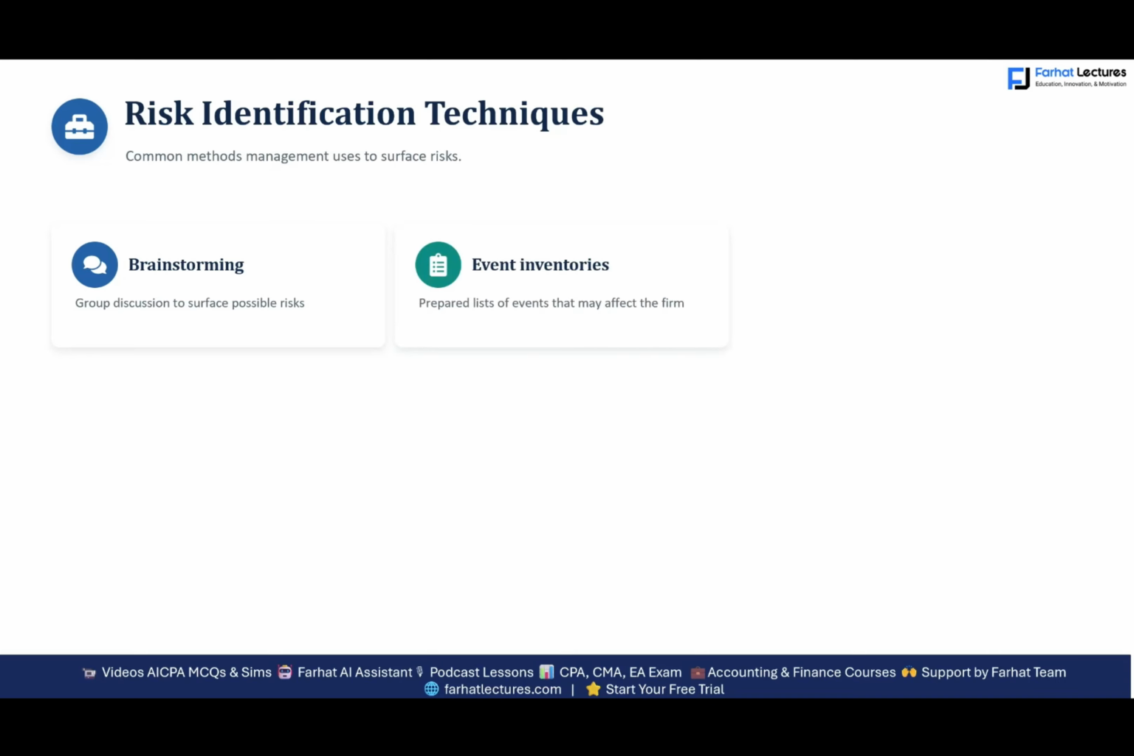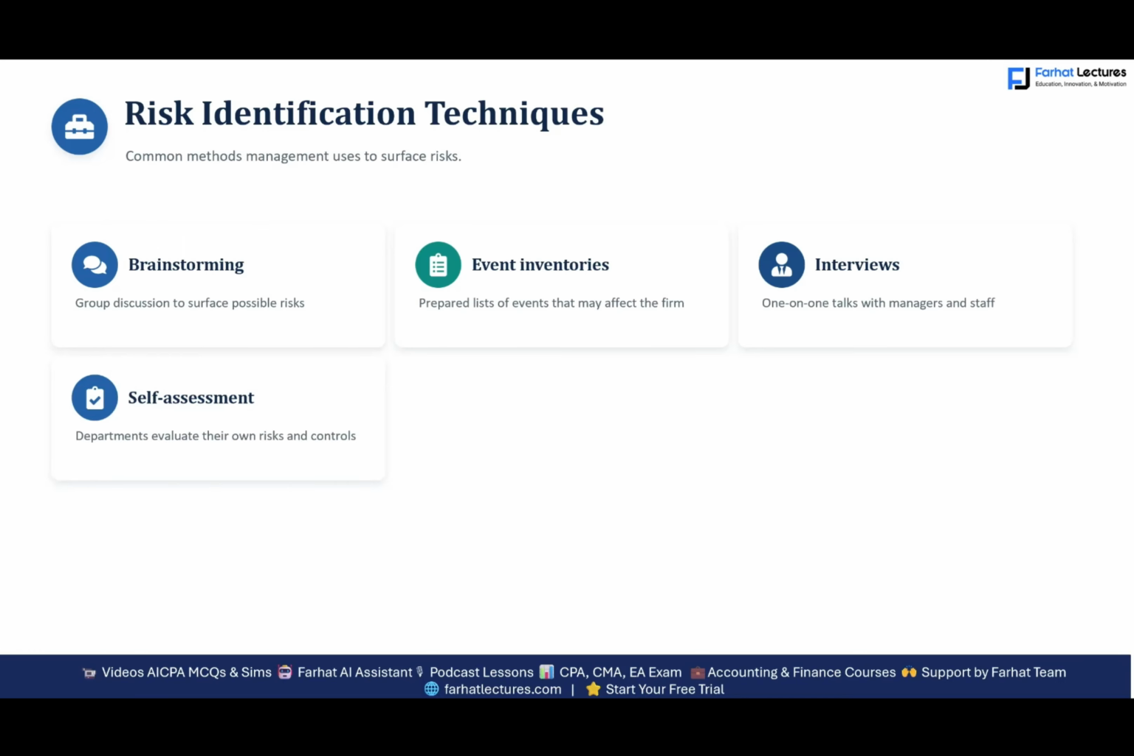Event inventory. Prepare a list of events that might affect the firm. Review a checklist of common cybersecurity threats. That will be an example of it. Or any other threat. Just list them down and let's discuss them. Talk to people. Interview. One-on-one talks with managers and staff. Interview the CFO, the department manager, about their biggest operational risk. So you can see what's inside their mind.